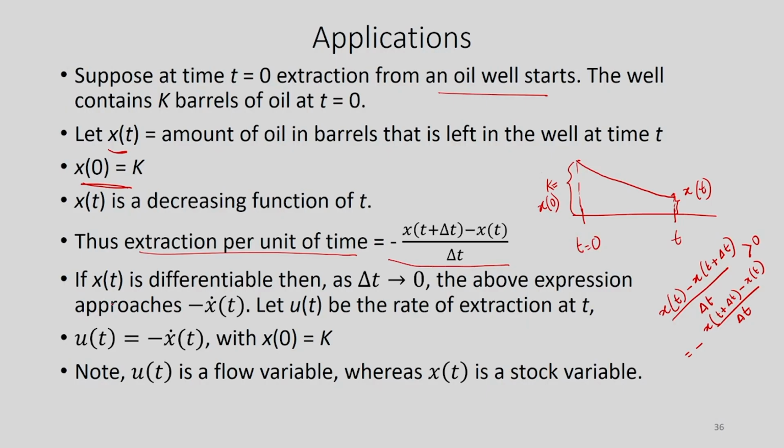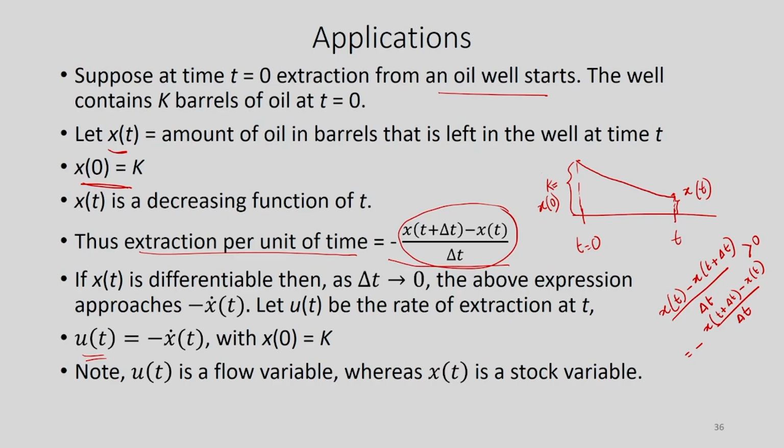And now, if x as a function of t is differentiable, as delta t goes to 0, the above expression approaches minus of x dot t, because this is nothing but the Newton quotient. Now, let us denote u(t) as the rate of extraction at point t. Therefore, we can write u(t) is equal to minus of x dot t, where x(0) is equal to K.